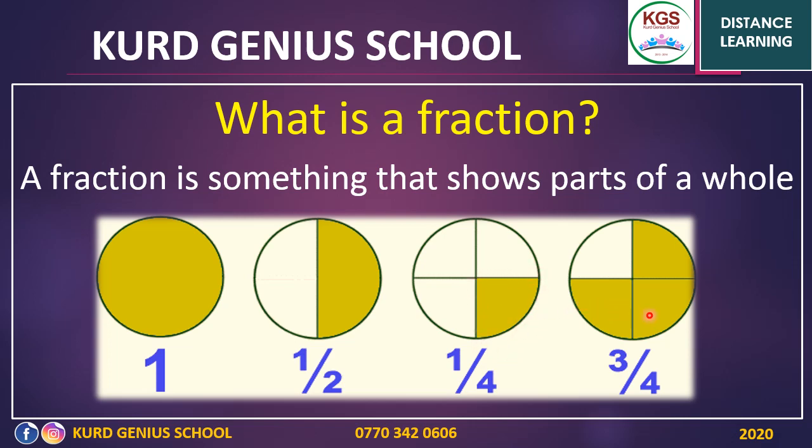Look at the fourth one. How many parts do we have? We have 4. The big number is 4 because we have 1, 2, 3, 4. We have 4 parts, but we only colored 3 parts of it, which is 1, 2, 3. We call it 3/4, or 3 of 4.